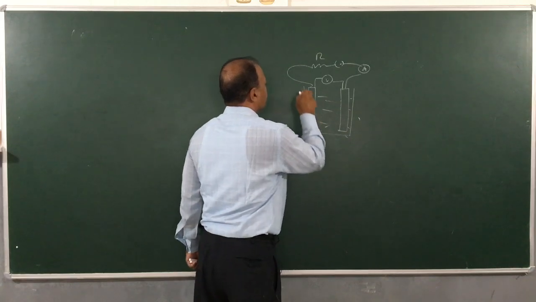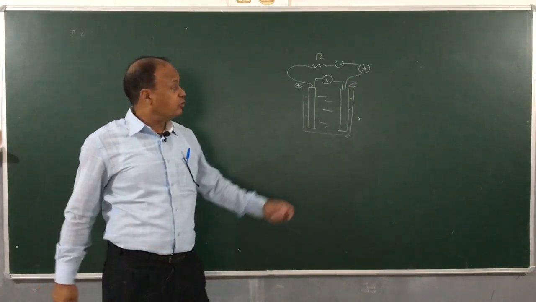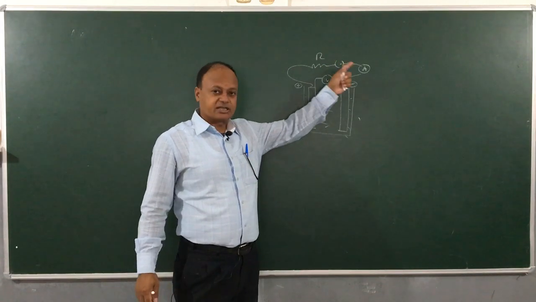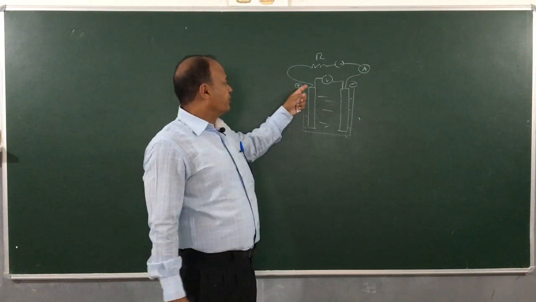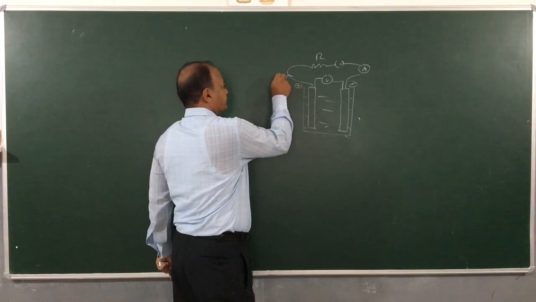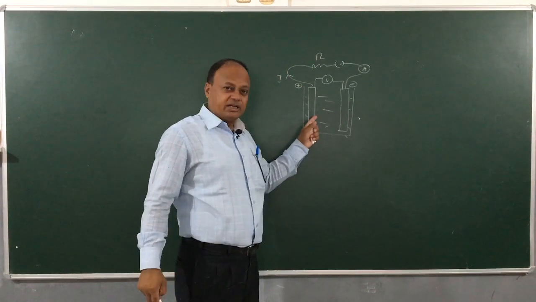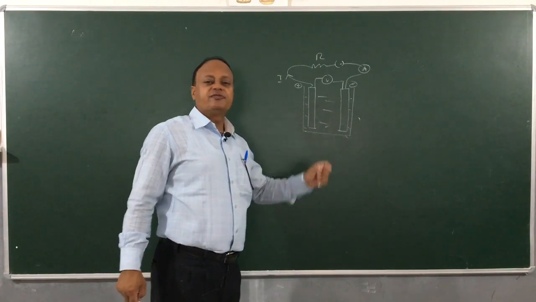Children, this is positive terminal and this is negative terminal. When we close the key, you can clearly see there is a current being set up in the circuit, right? Now this current in the external circuit flows from positive terminal to the negative terminal. So let us say this current is I. However, inside the electrolyte, it travels from negative electrode to the positive electrode.